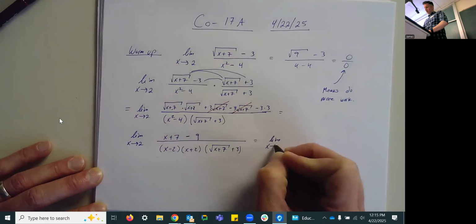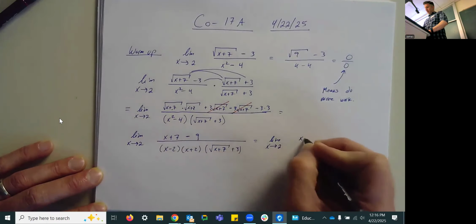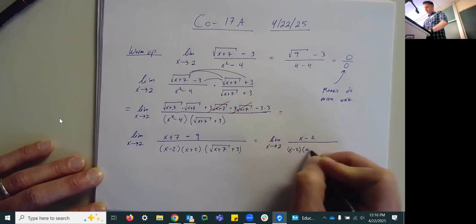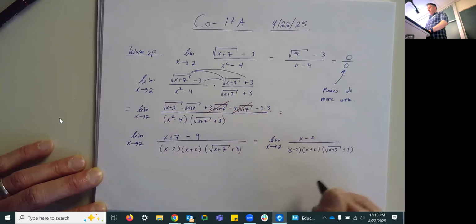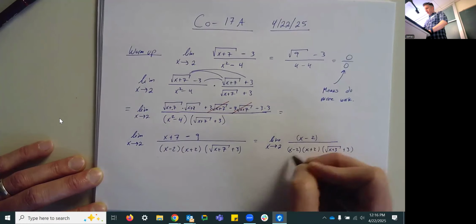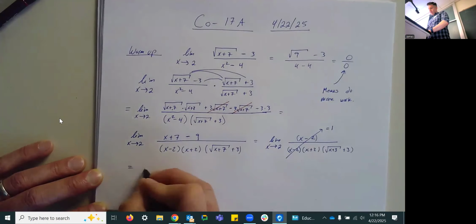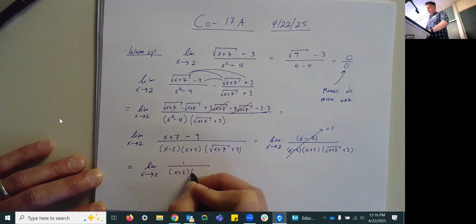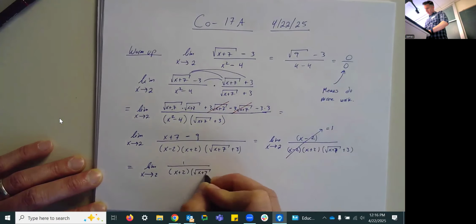Simplifying, one more step, sure. I probably could have done this here, but x plus 7 minus 9 is x minus 2. And in the denominator, we still have x minus 2 times x plus 2 times the square root of x plus 7 plus 3. And then we get to say that x minus 2 divided by x minus 2 is equal to 1. So we're going to rewrite this as the limit as x approaches 2 of 1 divided by x plus 2 times, that's a 7, not a 3, the square root of x plus 7 plus 3.